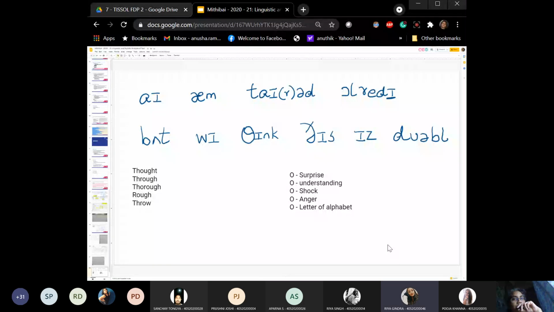Surprise would barely have the long O at places. It would just be a sharp "oh" kind of thing. But when you're looking at understanding, the O gets emphasized, right?